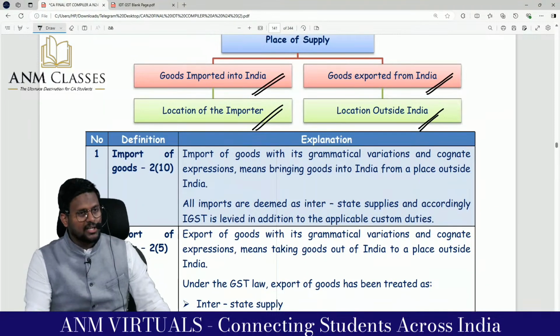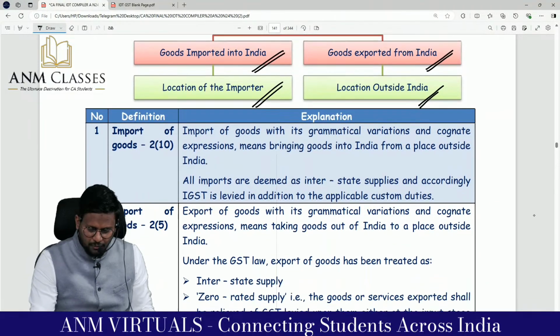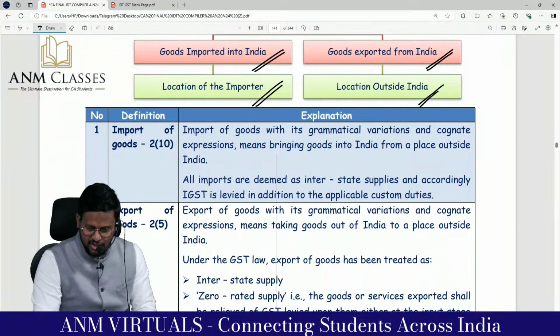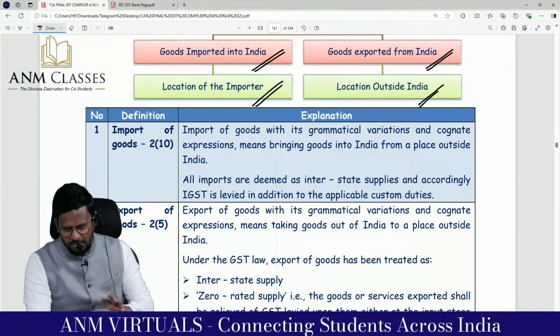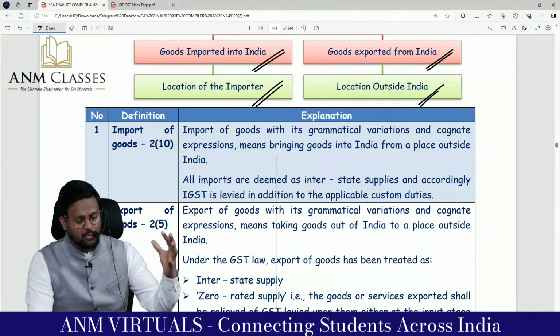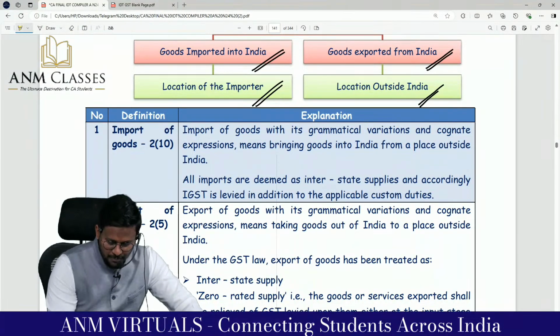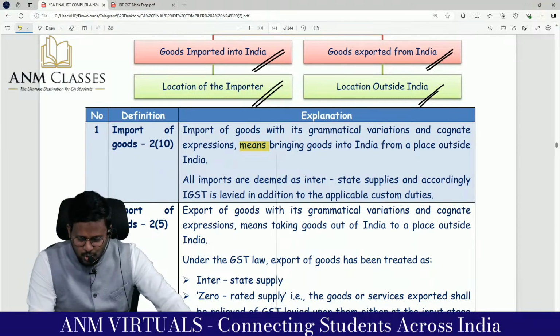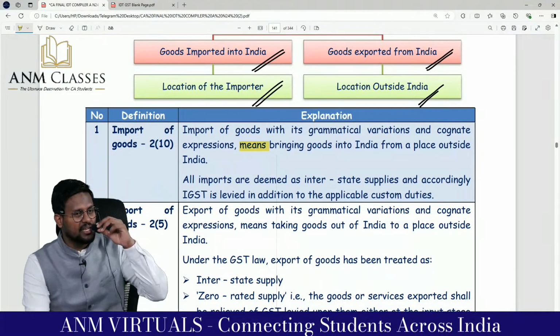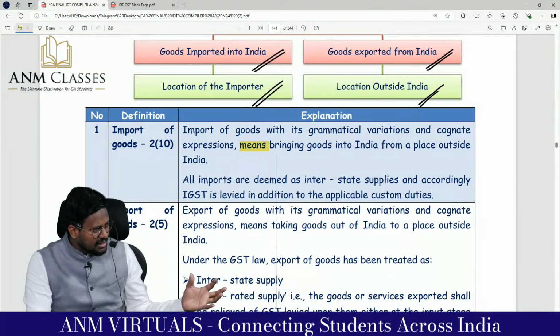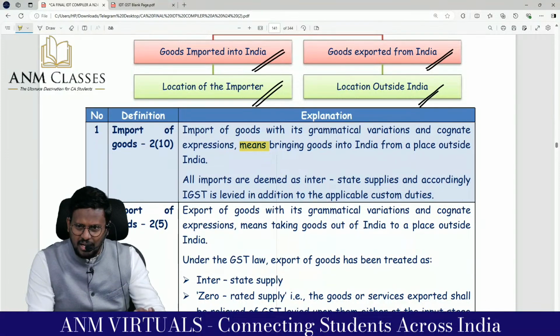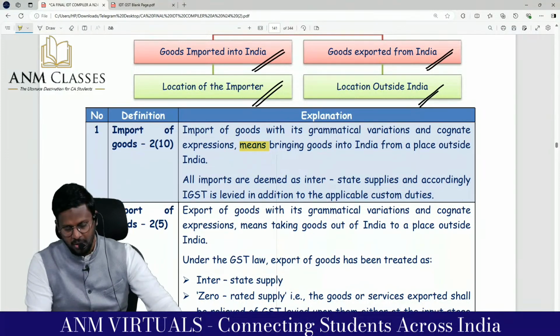So we all know import of goods. Import of goods, with its grammatical variations and cognate expressions, means bringing goods into India from a place outside India. Bringing goods from outside India into India is what is called import of goods.